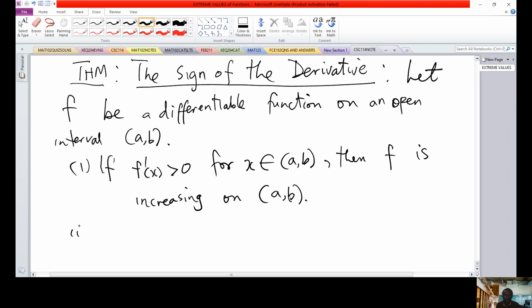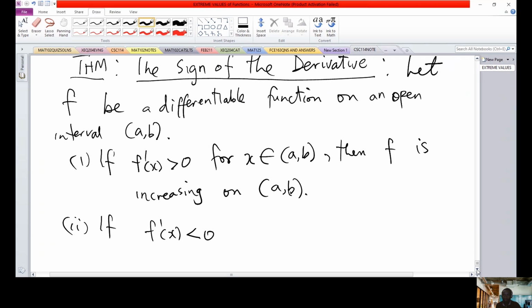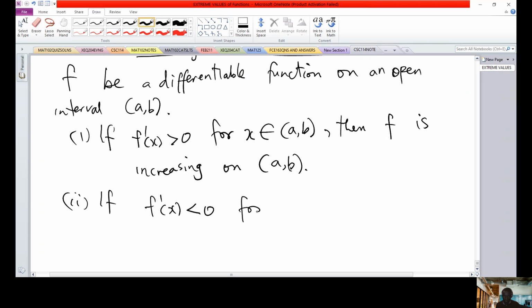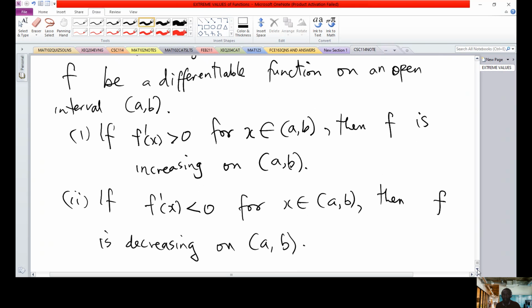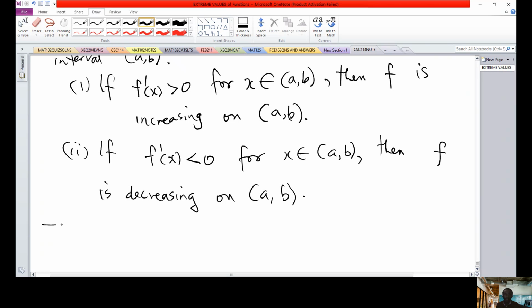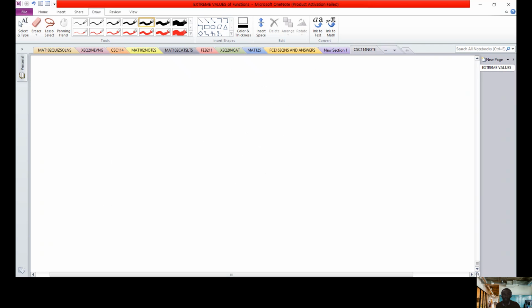And then number 2, if f prime of x is strictly less than 0, then f is decreasing on this open interval AB. So that is what you need to know.